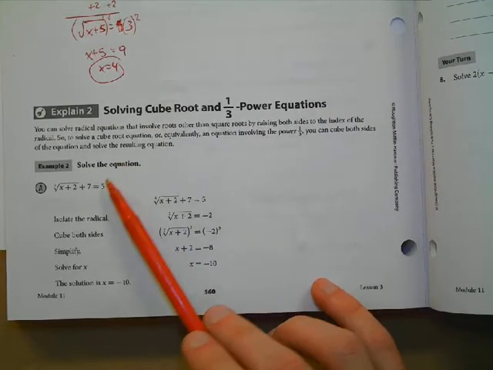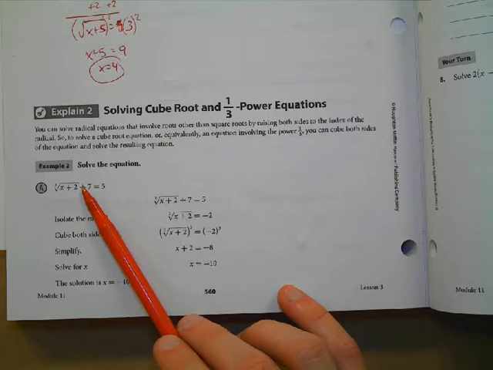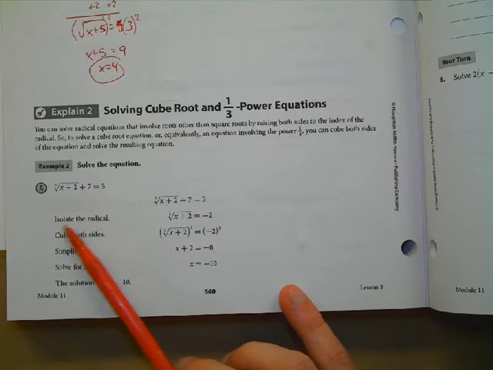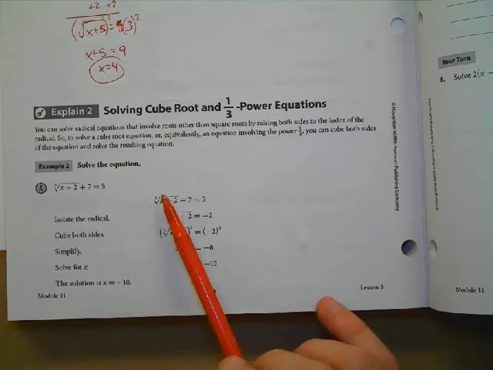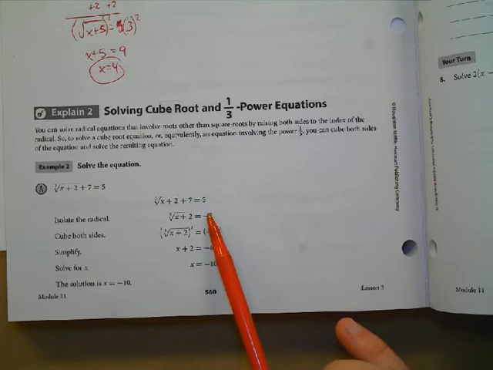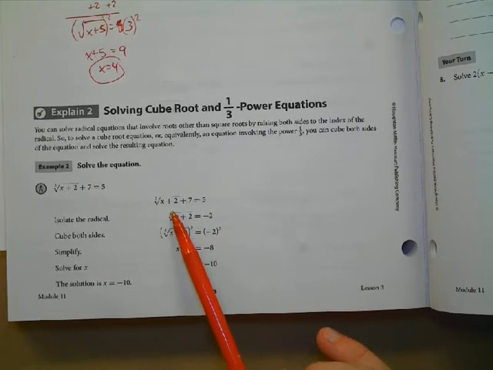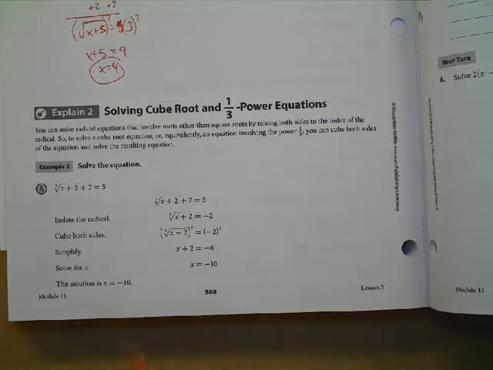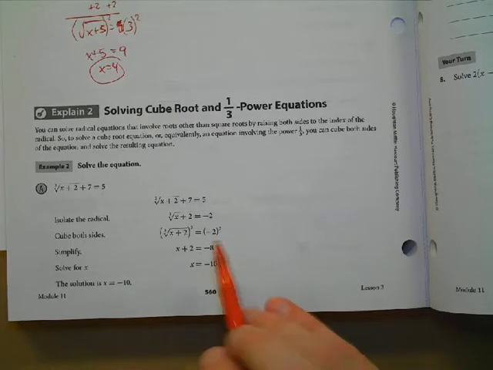Cube of negative 2, remember it's negative 2 times negative 2 times negative 2, it gives us negative 8. Subtract 2 from both sides, and you get x equals negative 10. So the solution there is x equals negative 10. Technically, we should check it as well. Negative 10 plus 2 is negative 8. The cube root of negative 8 is negative 2. Plus 7 is 5. And it gives us 5.